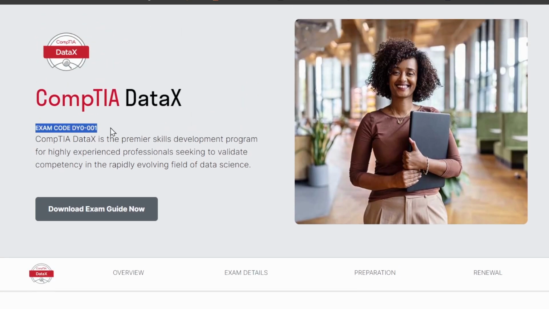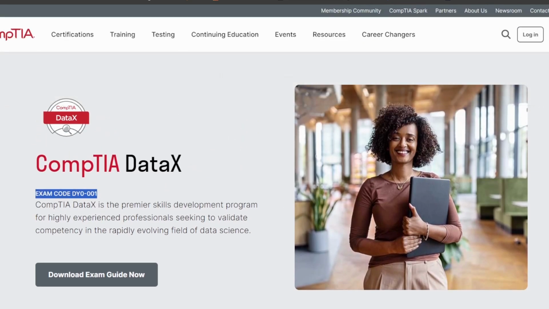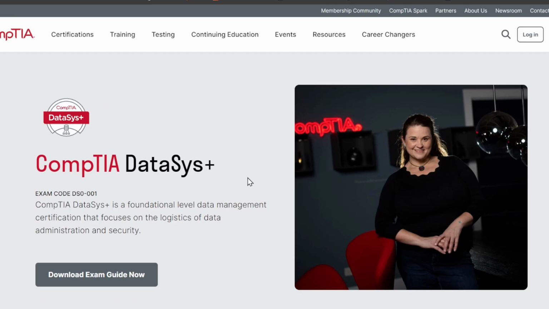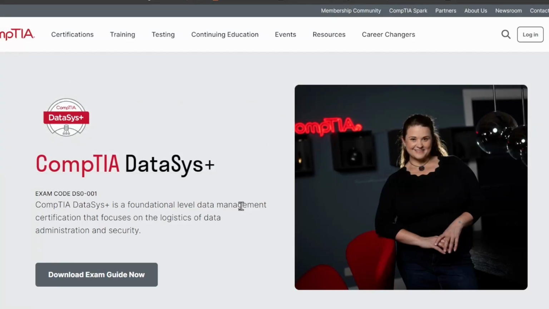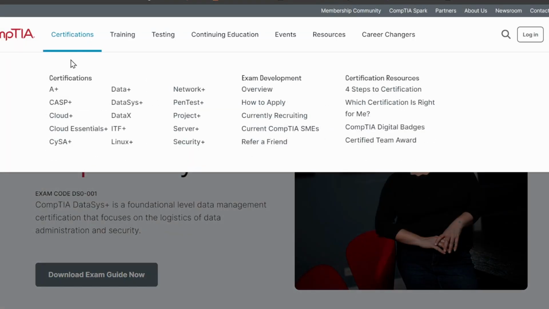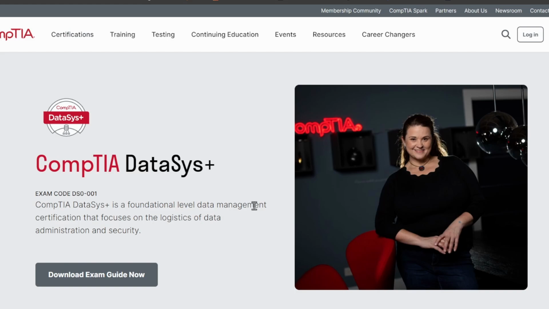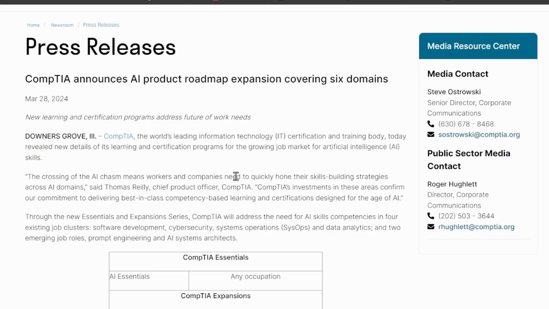Exam code DY0-001, so that is the first of its kind. And then we have the Data Sys Plus, DS0-001. These are the current certifications on the CompTIA website right now. There's not too many, but they are going to be doubling this over the next, well, I don't think all of these are rolling out this year. I know that the first one is going to be rolling out in July, but let's take a look at the one of two press releases we're going to be seeing today.